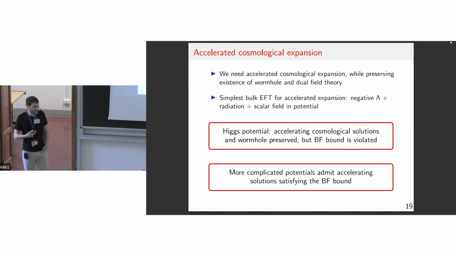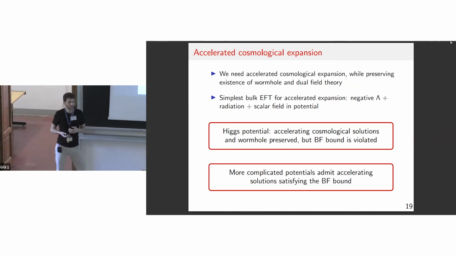Then we started looking at different potentials, and we found out that if you just take, for example, an exponential potential for the scalar field, which is something frequently used also in inflationary scenarios, you can get accelerated expansion, a wormhole, and also satisfy the BF bound. Generally, these accelerations for the specific potentials we looked at are short. And so an open question is, how long of an expansion can you get without violating the BF bound or without losing the existence of the wormhole?